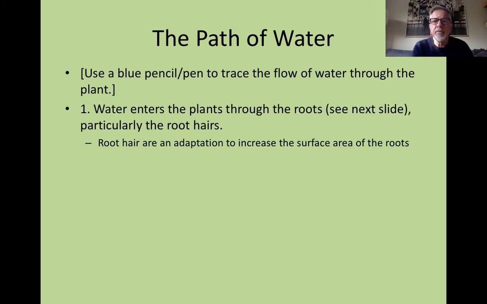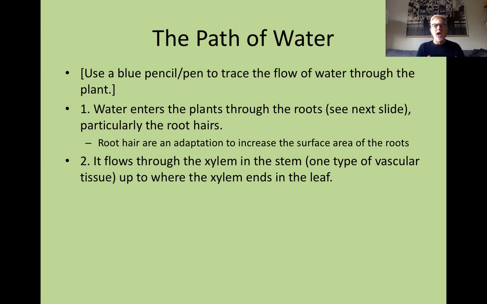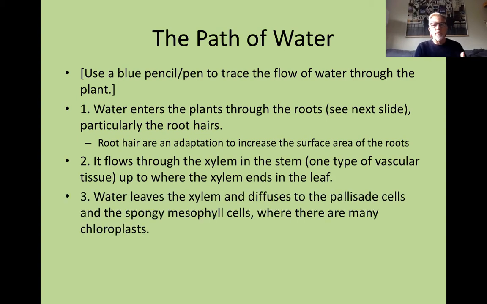Water enters the plant through the roots, particularly the root hairs. Then it flows up through the xylem in the stem. And the xylem is what we call vascular tissues, a series of tubes that allow water to flow upwards to the leaves. And I'll show you a picture of xylem later. Water leaves the xylem in the leaf and diffuses to the two types of cells, the palisade cells and the spongy mesophyll cells, where chloroplasts are located.